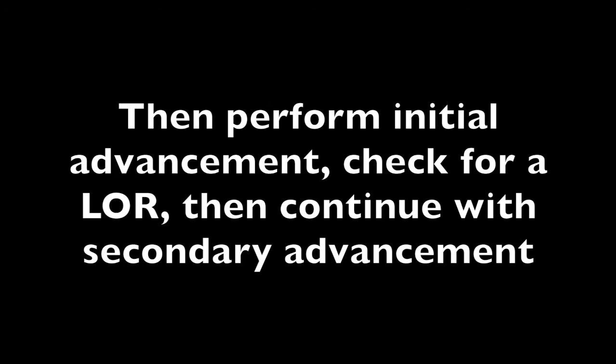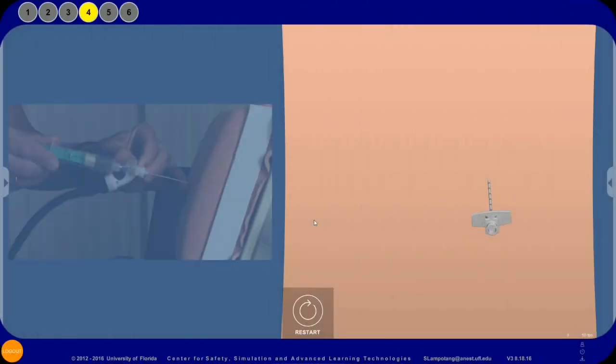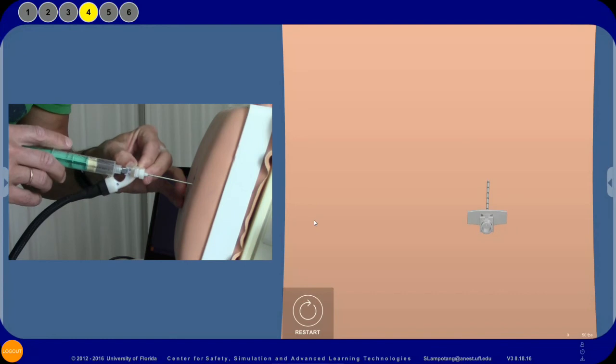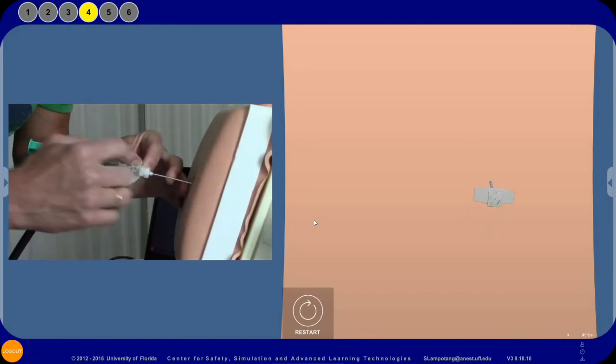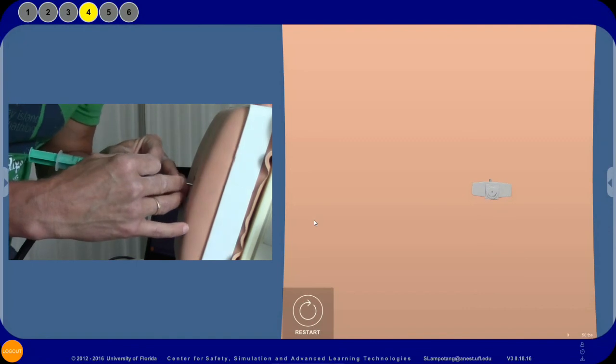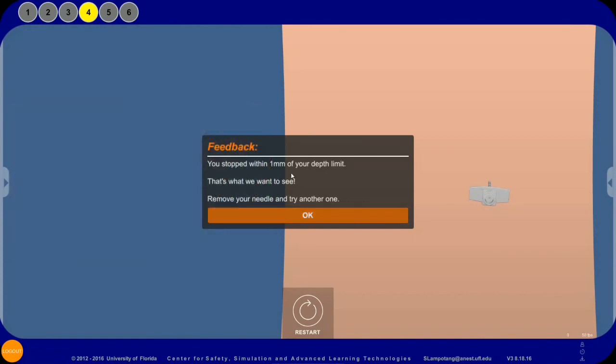Then perform initial advancement, check for a loss of resistance, and then continue with secondary advancement. In this particular case, we did not have a loss of resistance and had used up all of our maximum distance. Knowing this, and knowing that we are only to advance the needle as far as the estimated maximum distance allowed, we would press the needle in place button to be scored.